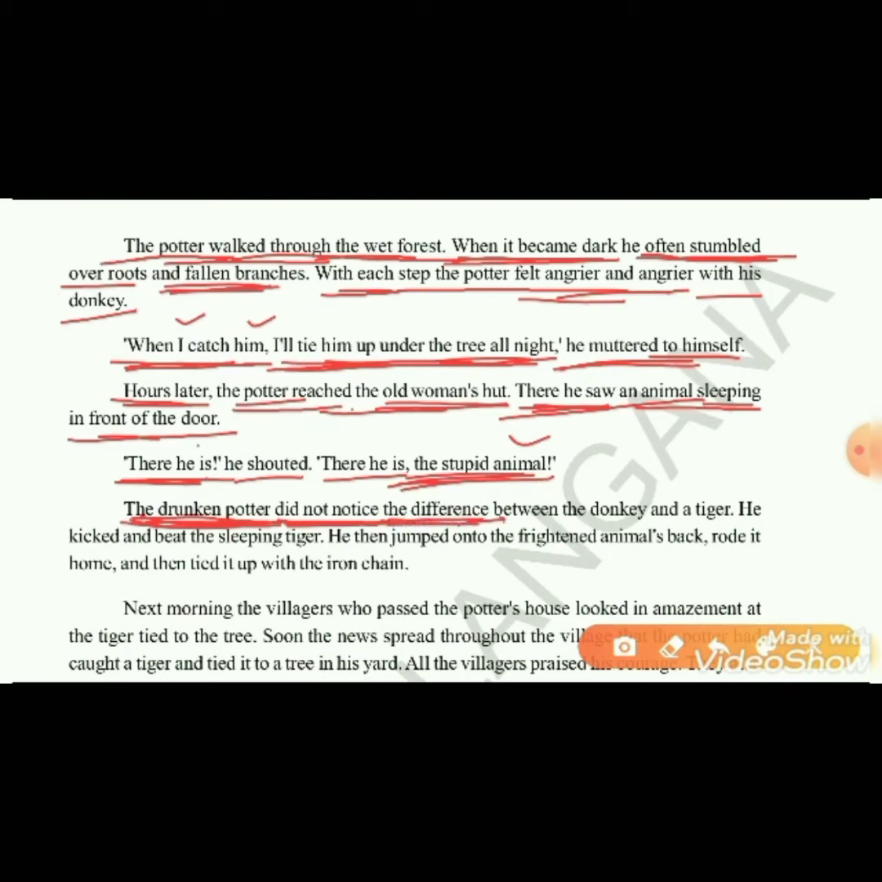He kicked and beat the sleeping tiger. He then jumped on the frightened animal's back, rode it home, then tied it up with an iron chain.